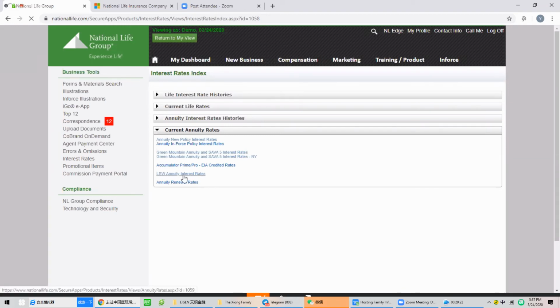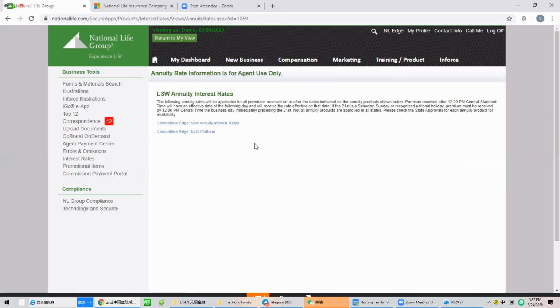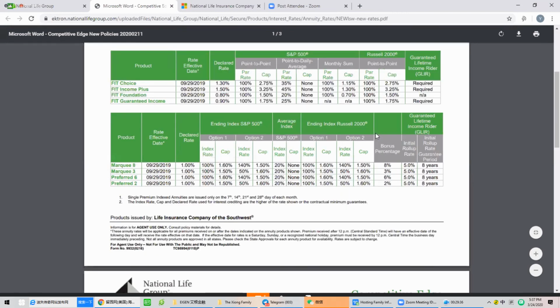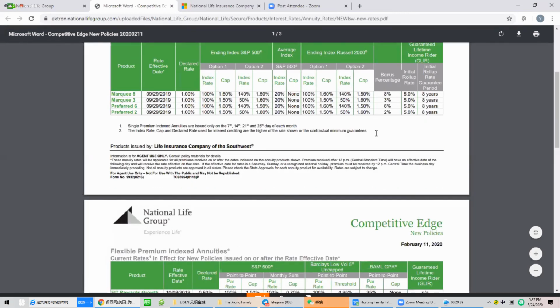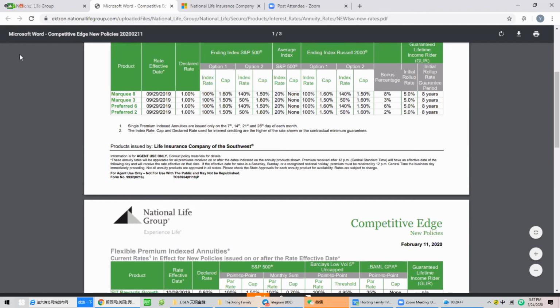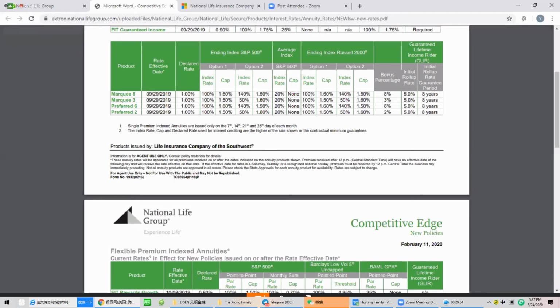And if you click on that, it's going to give you the most updated, the most recent rate sheet. So this gets updated all the time. So that's why you want to always double check. You can always call the sales desk and I'll be more than happy to email it to you. But sometimes on the weekends, or you want to look at the rate sheets in the evening and we're not available, that's how you would go in. Just go into the business tools, interest rate, and then current annuity rates.